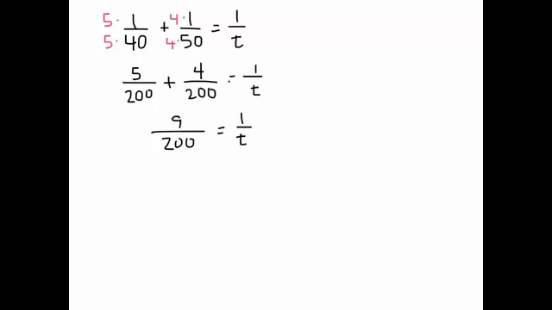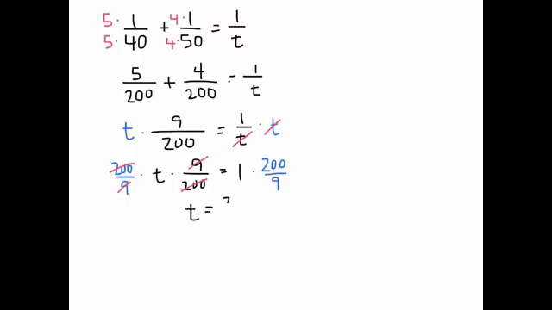We want to get t by itself, so we'll do a couple operations here. Let's multiply both sides by t. On the right-hand side, the t's divide out. And so we get t times 9/200 equals 1. We want to get rid of the 9/200, so let's multiply both sides by 200/9. On the left-hand side, the 200 and the 200 divide out, and the 9 and the 9 divide out. So we end up with t equals 200 divided by 9.